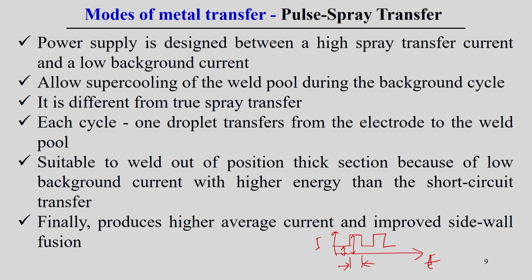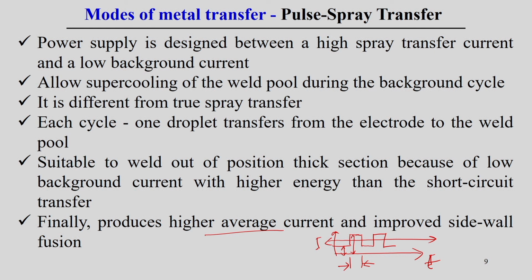But finally, it produces a higher average current and improves sidewall fusion. Remember, it produces a higher average current. The average current depends on the background current and the peak current; by averaging the value over the cycle period, we can find the average current value. So, if you want to control the metal transfer for sidewall fusion, then this mode of metal transfer is very much suitable.